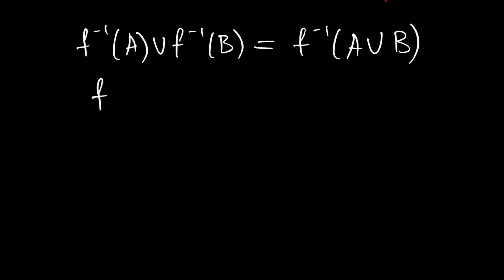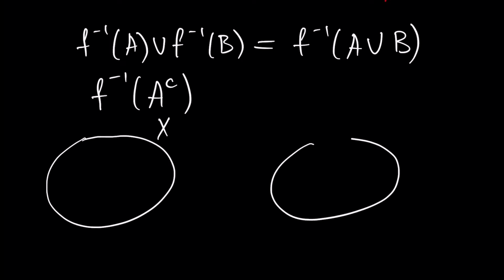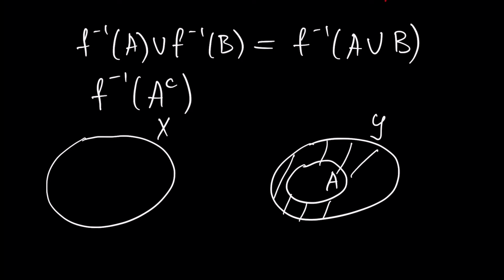Next relation is f minus 1 of A complement. Let's define A^C as a complement of the set A. Assume we have some X here, and here some Y, and here we have some subset A. In this case, the complement of A is denoted as A^C, or complement of A.